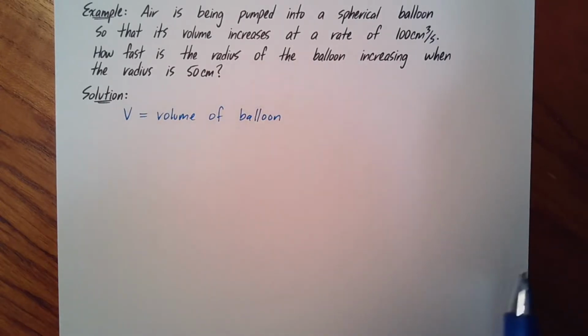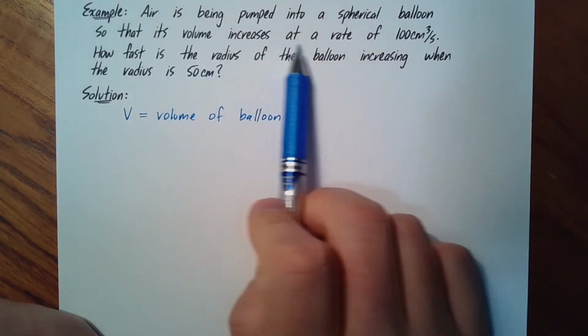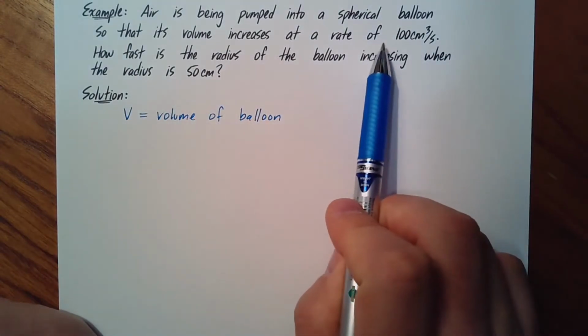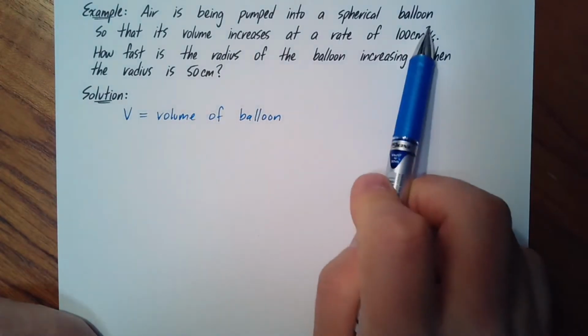So what units should we agree to measure volume in right off the bat? Well, volume is only mentioned in one place in terms of how fast it's changing as the air is being pumped into the balloon. So the volume is changing at a rate of 100 centimeters cubed per second. So it's the centimeters cubed.